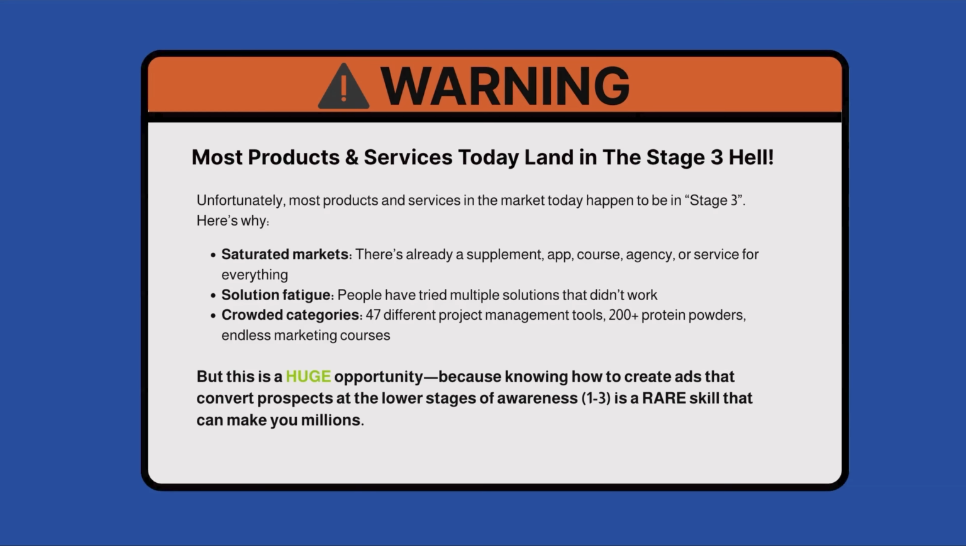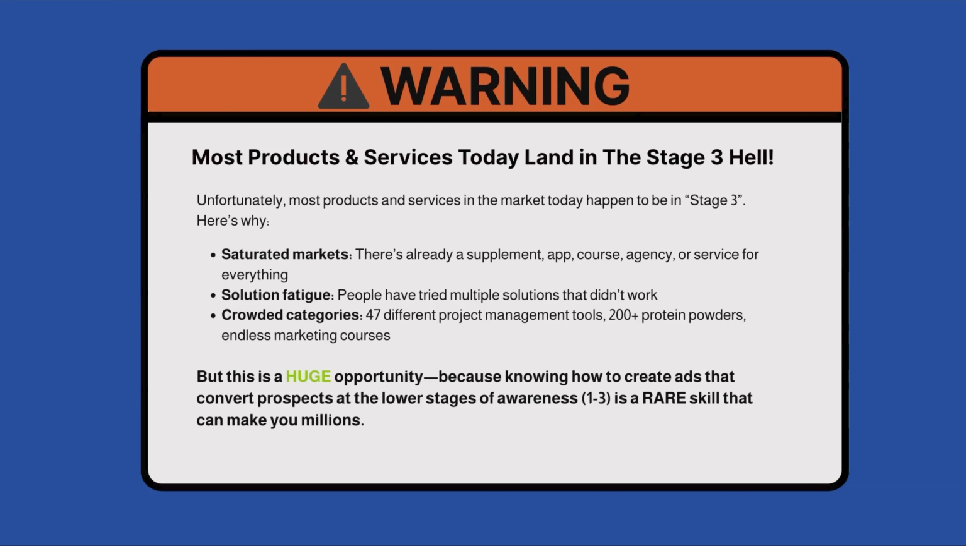Here's the problem. Most products and services today land in stage 3 hell. Here's why. Saturated markets. There's already a supplement, an app, a course, an agency, or a service for just about everything. Solution fatigue. People have tried multiple solutions that didn't work. Crowded categories. 47 different project management tools, 200 different types of protein powders, endless marketing courses, and so on.